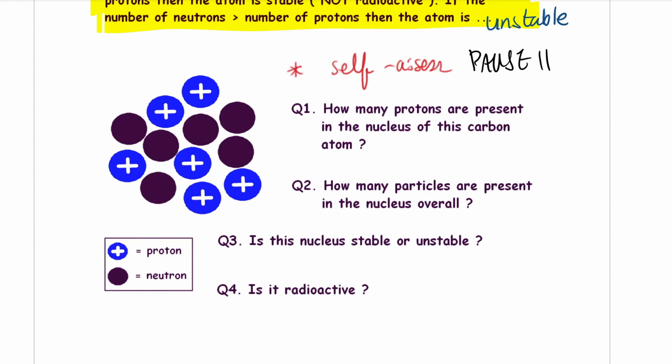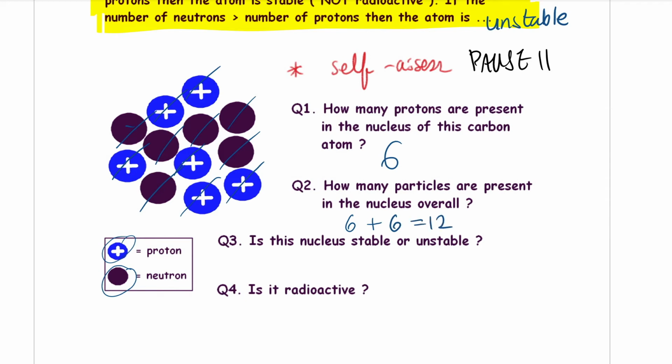Right, let's go through these together. How many protons are present in the nucleus of this carbon atom? Well, let's count them: 1, 2, 3, 4, 5, 6. How many particles are present in the nucleus overall? So that's the number of protons plus neutrons. We've got 6 protons. Let's add on the number of neutrons: 1, 2, 3, 4, 5, 6. So 6 plus 6 equals 12.